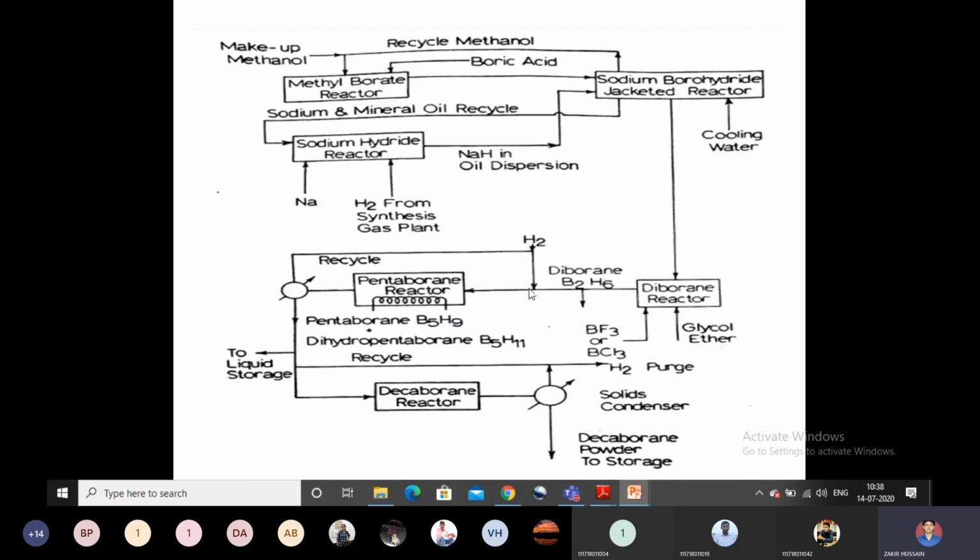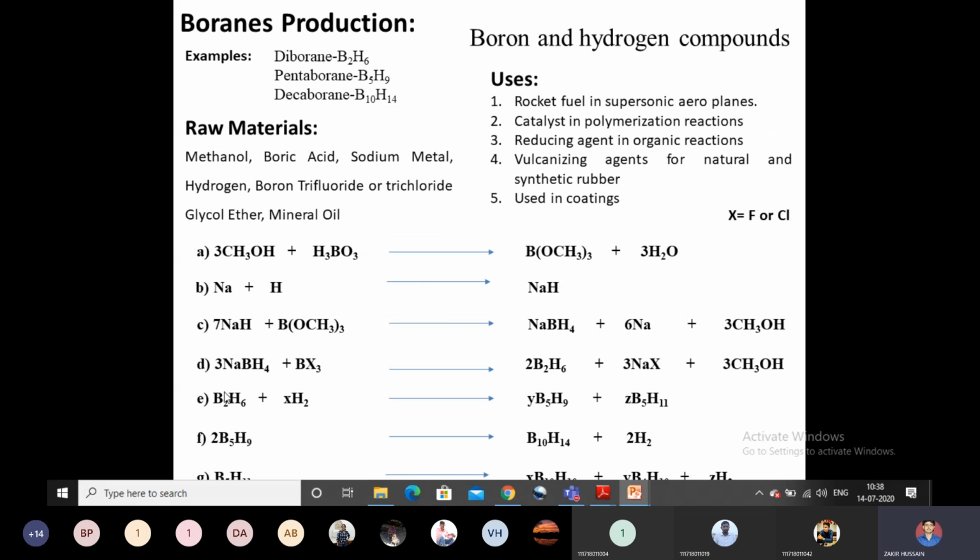Now, if we desire to use this diborane, which is in a gaseous form, we can use it. Otherwise, this diborane can be enriched with the use of hydrogen in order to give a more desirable pentaborane in a hydrogenated catalytic reactor, or simply a pentaborane reactor, in which reaction E will take place, in which diborane will react with X molecules of hydrogen to give Y molecules of pentaborane.